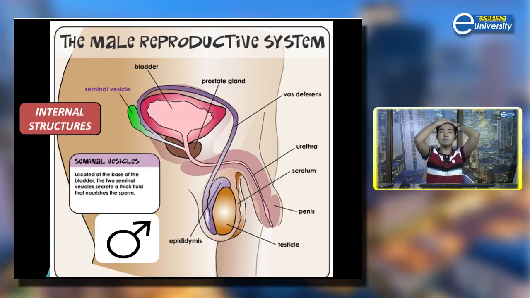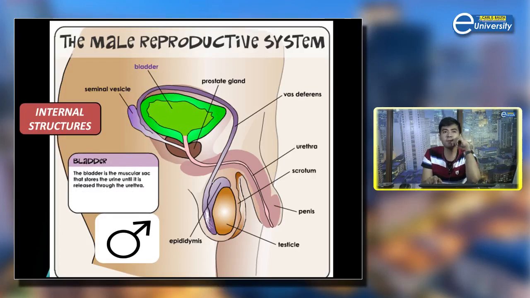So, as the sperm is produced in the testes, it is stored in the epididymis. And the prostate gland, together with the seminal vesicles, will produce the semen that will serve as the medium and food of the sperm.